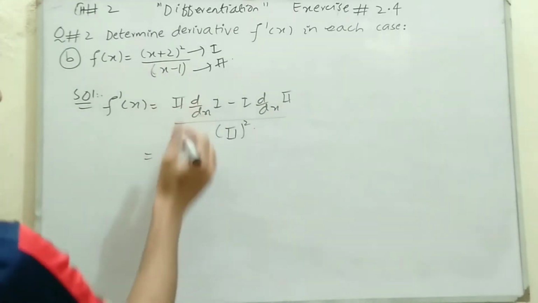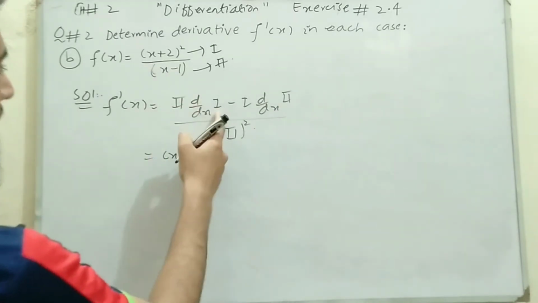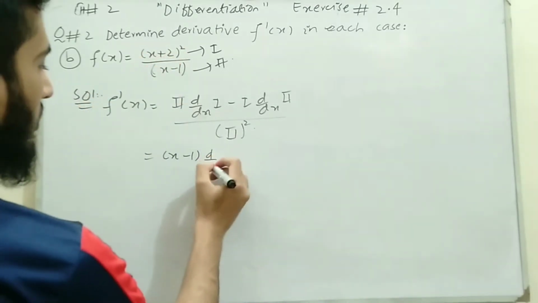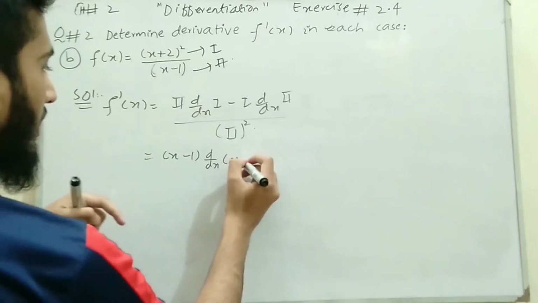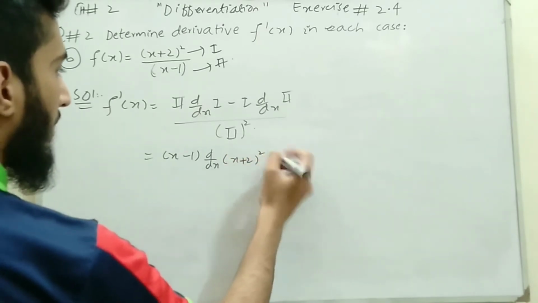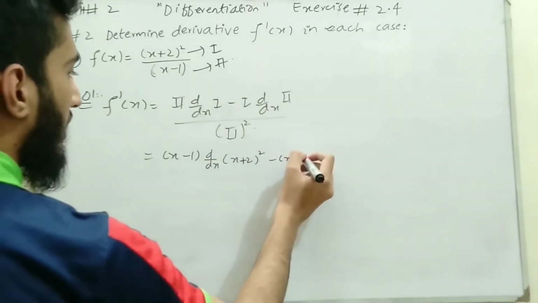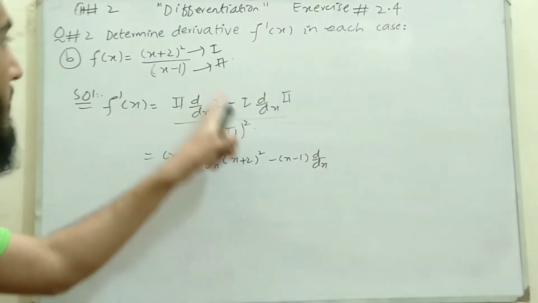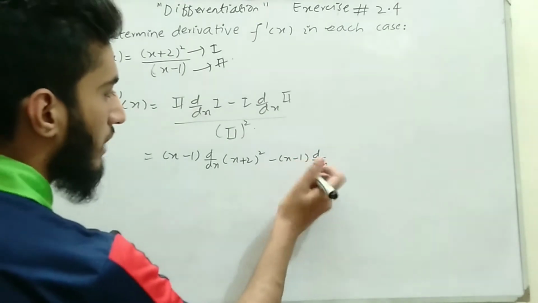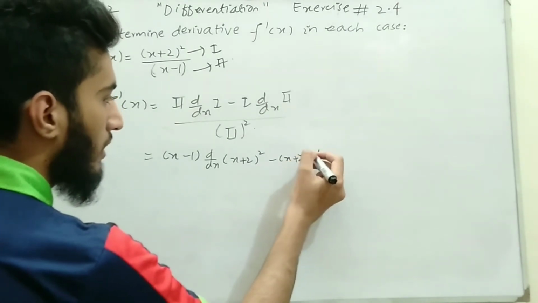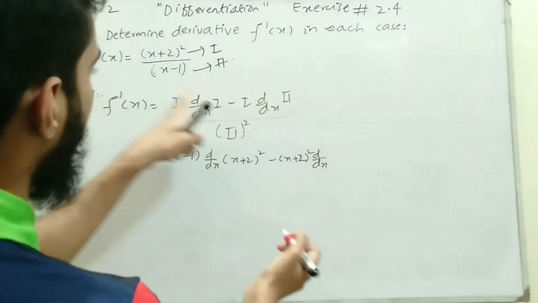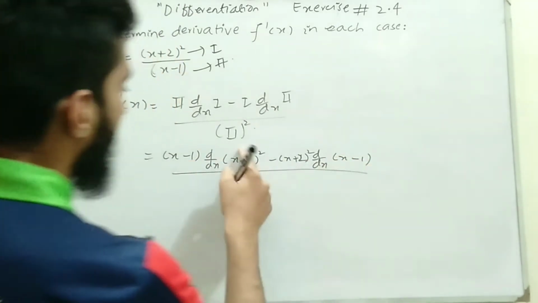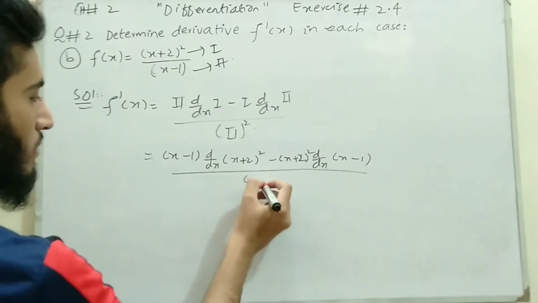So second function is x minus 1 multiplied by derivative of this function. So their derivative will be d by dx of (x plus 2) whole square. After this minus first function, which is (x plus 2) whole square, multiplied by d by dx of the second function which is x minus 1, and whole divided by second function whole square which is (x minus 1) whole square.